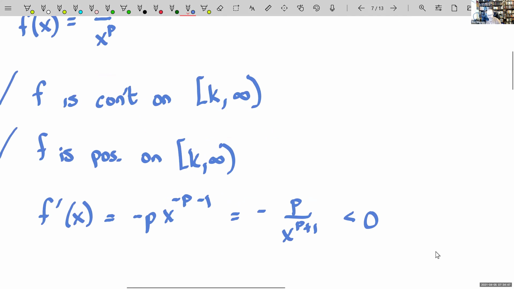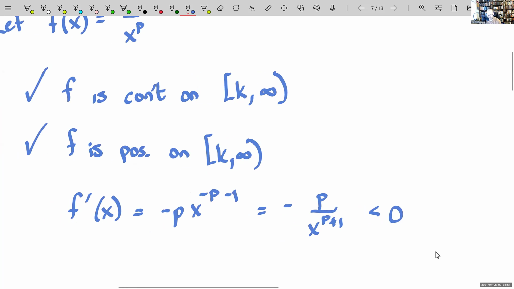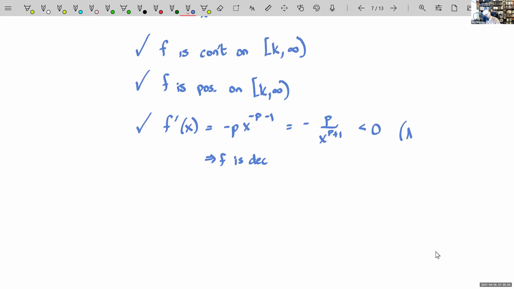So as long as p is positive, that's a negative number. And so we have that our function is decreasing, which means that we can apply the integral test. I'm going to assume, by the way, p is greater than or equal to 0. It's just because if it's not, then the derivative is positive, and that leads to a different conversation.